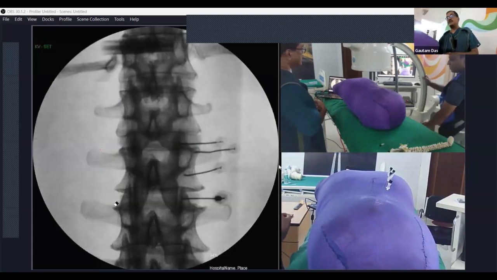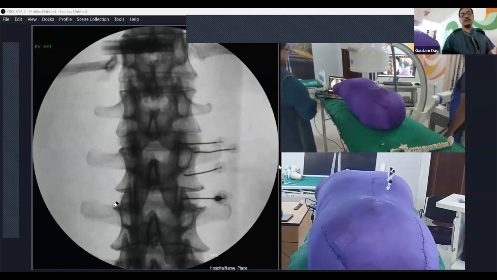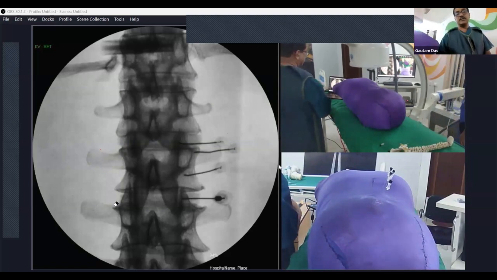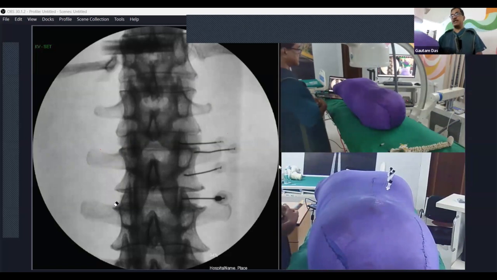Okay. So all the needles are in the perfect position. First needle is in the facet joint. Second needle is in the junction of the superior articular process and the transverse process for the medial branch block. Third needle is for the transforaminal through the supraneural approach. And last needle is inside the disc. Last needle has gone into the disc through the foramen. So these are the 4 needle placements.